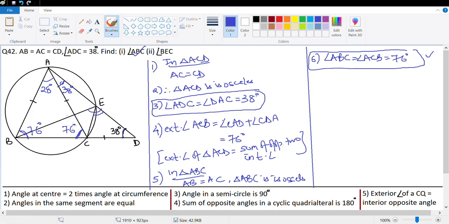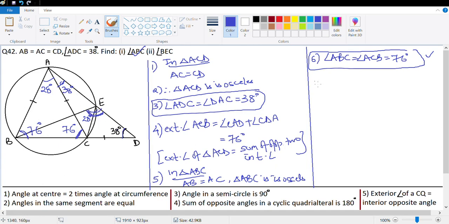So this is BAC, and BEC would be equal to 28 degrees. This is angle in same segment, which means I still need to calculate this. We've already got this. We didn't want the big angle, we just wanted the small angle. I don't want this big angle.